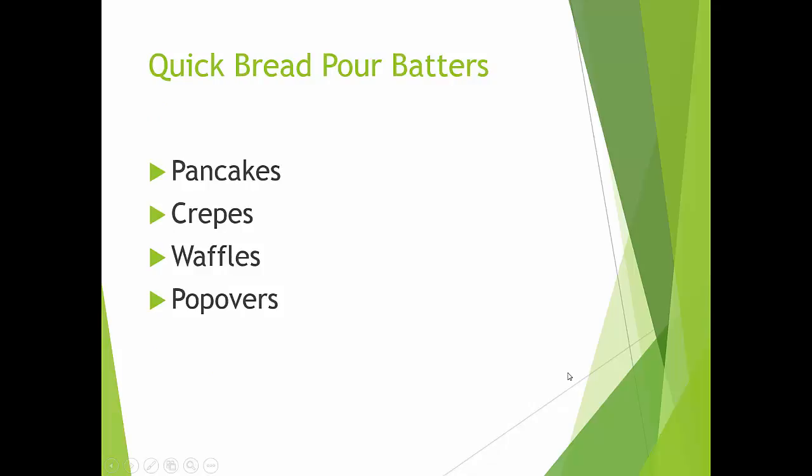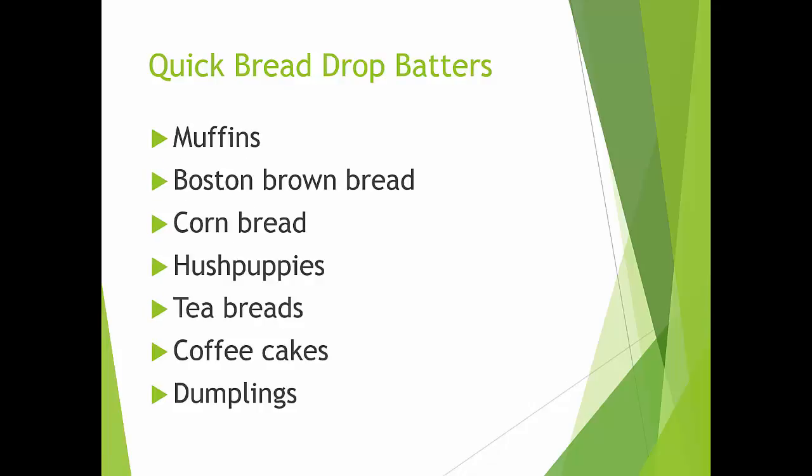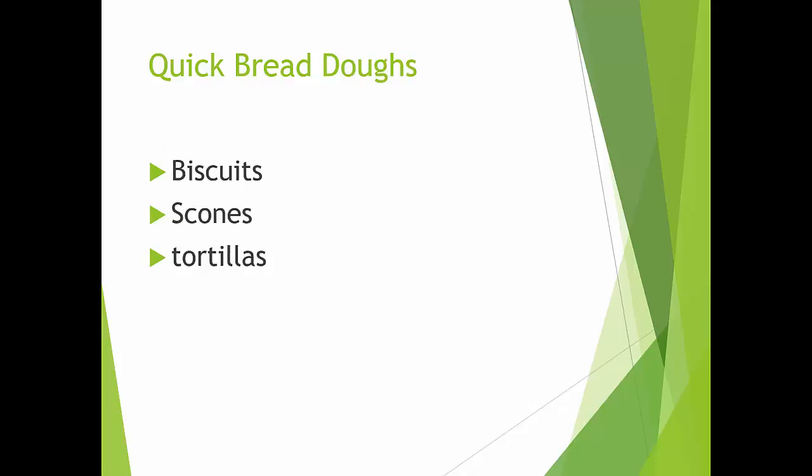So quick bread pour batters include pancake batters, crepe batters, waffles, and popovers. And then drop batters include things like muffins, cornbreads, hush puppies, tea cakes or tea breads, coffee cakes, and dumplings. And then quick bread doughs include things like biscuits, scones, and tortillas.